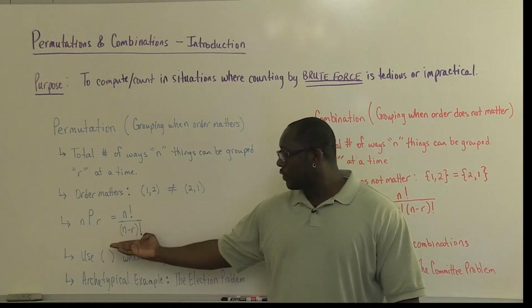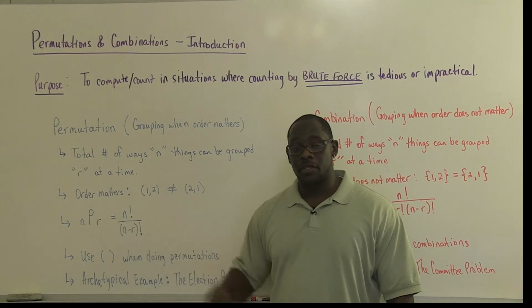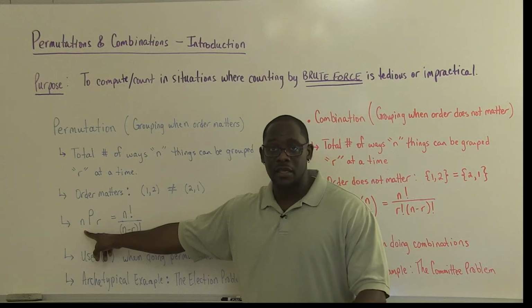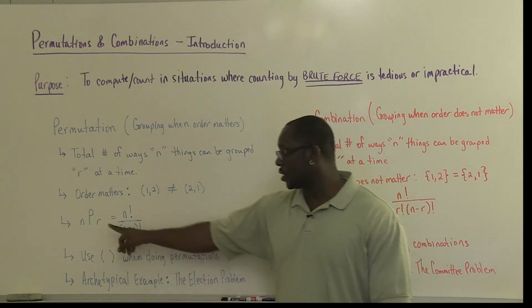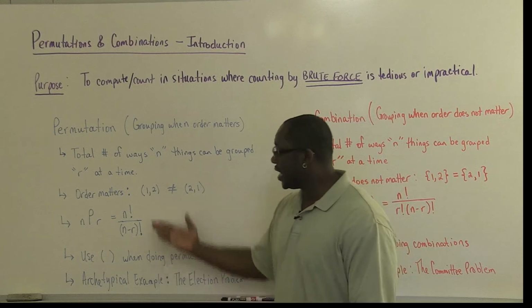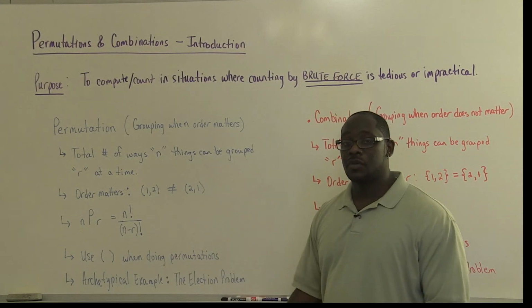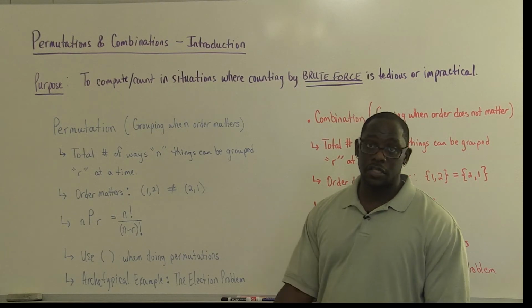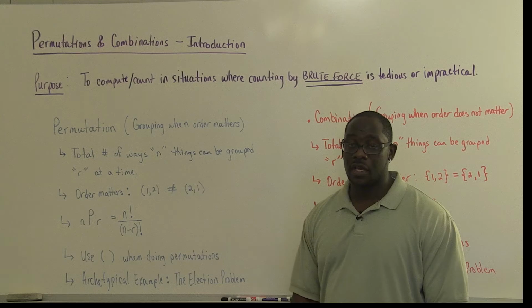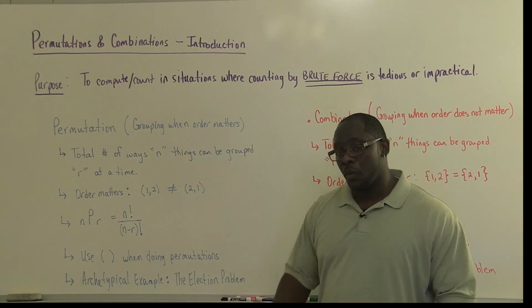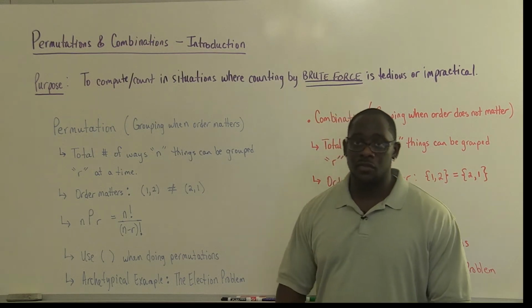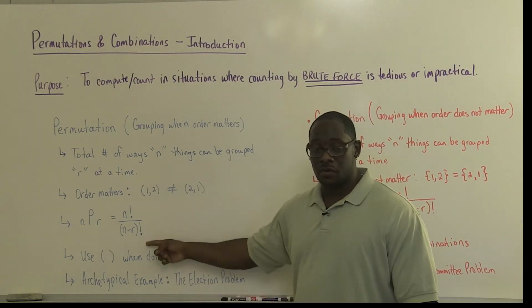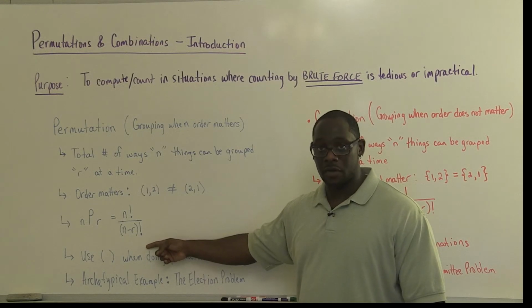Now, here is the formula for permutations, and we read this as the permutation of n things taken R at a time, or n things grouped R at a time. This is how we compute it using factorials. If you're not familiar with what factorials are, please check out my video on factorials to give you a primer on what they are, how you use them, and how you use them to evaluate expressions. So here we have n factorial divided by (n minus r) factorial.